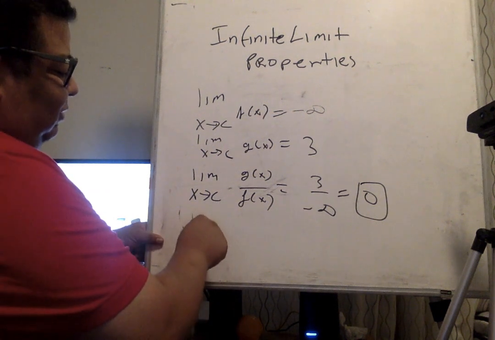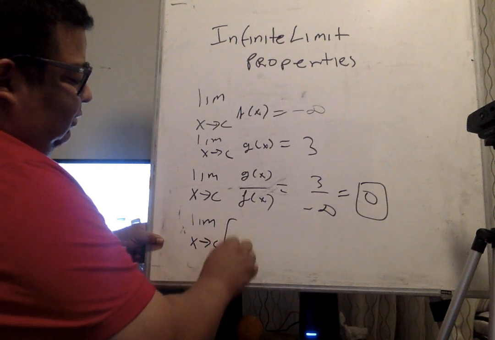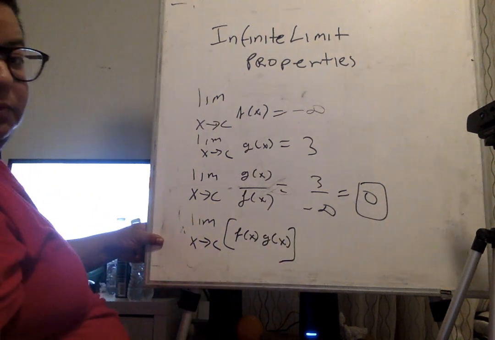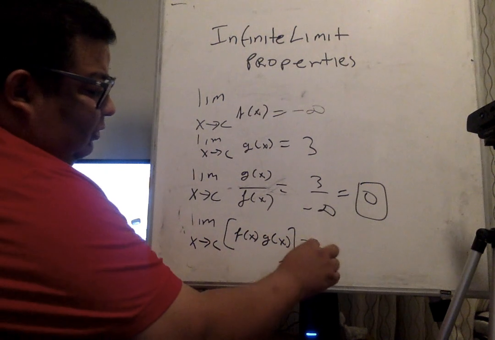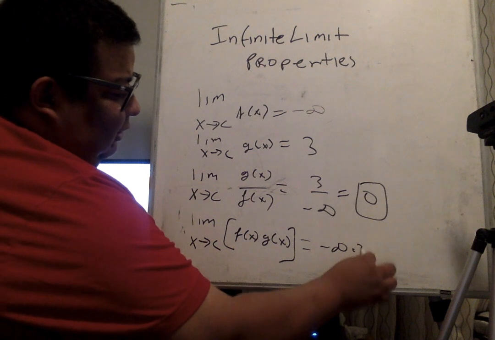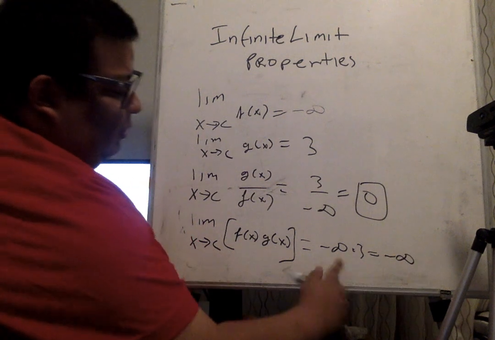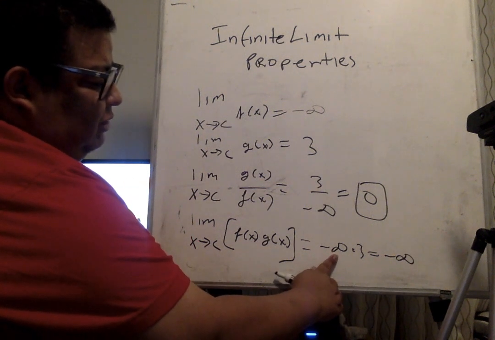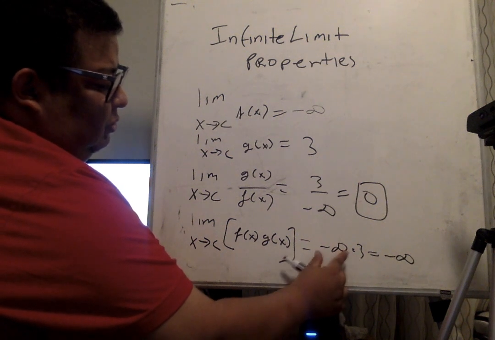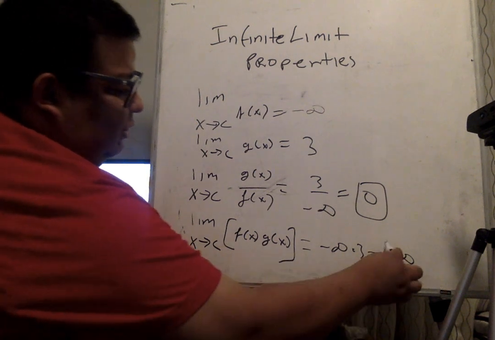And then the last one, we're going to do it similarly, as the limit as x approaches c of f of x times g of x is going to be negative infinity, because g of x is 3. We're going to put 3 here. Positive times a negative is still going to be negative, so it's going to be negative infinity. Remember, this infinity is so much bigger, so that when you multiply, you're still going to get negative infinity. So that's your answer.